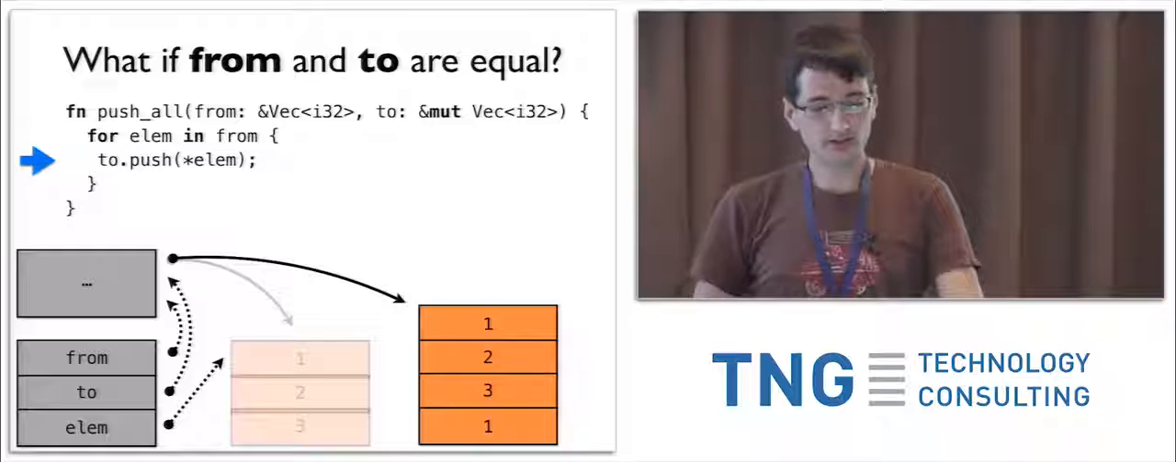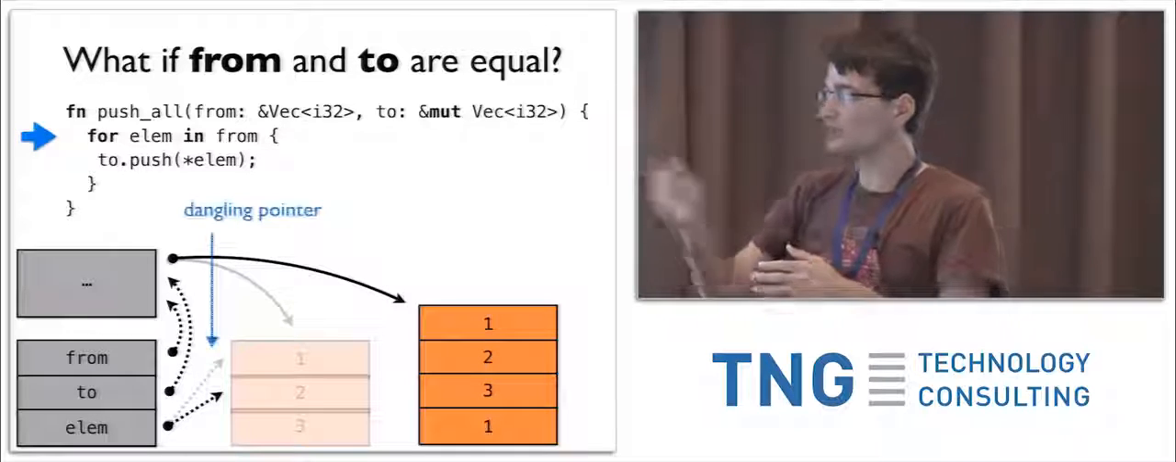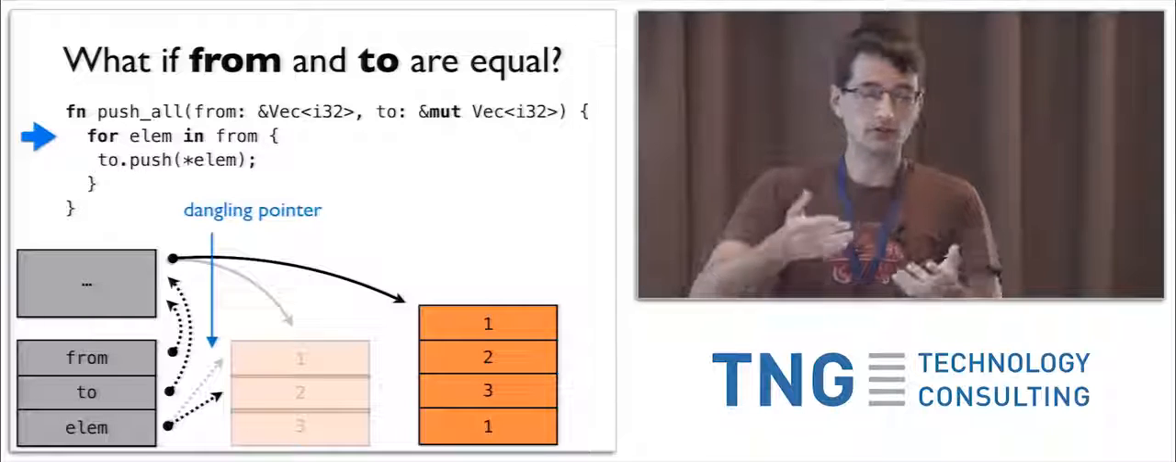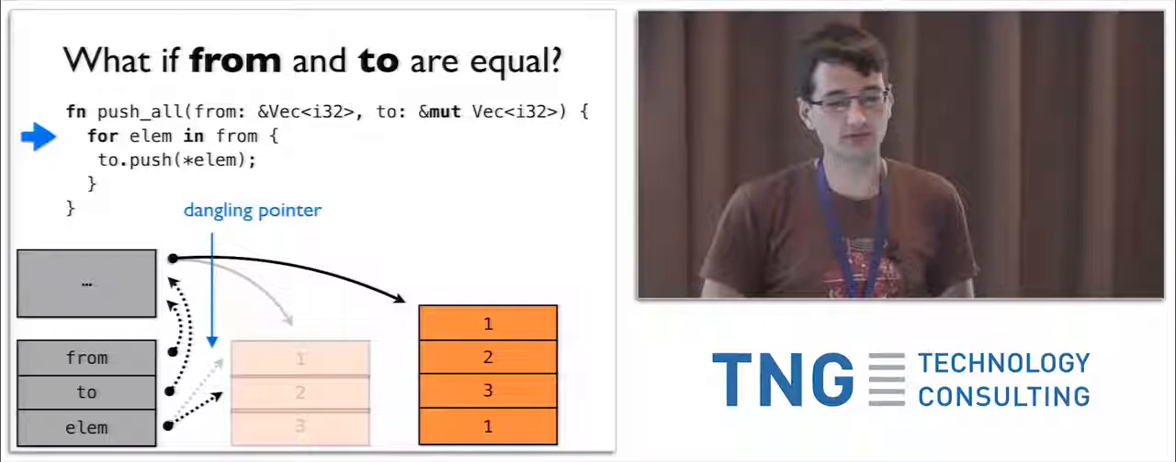Now the bad part happens once we try and turn the loop again. We're going to swing this element pointer down to the second element, but that's now a dangling pointer in freed memory. We no longer have any access to that memory. It's been deallocated. It's in use by someone else. This is essentially a segfault.